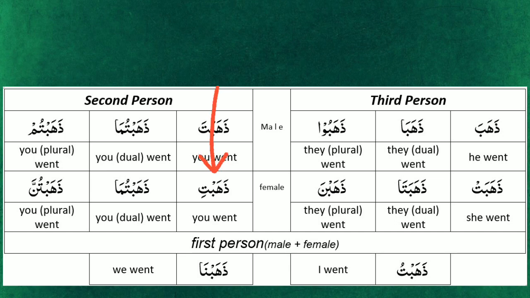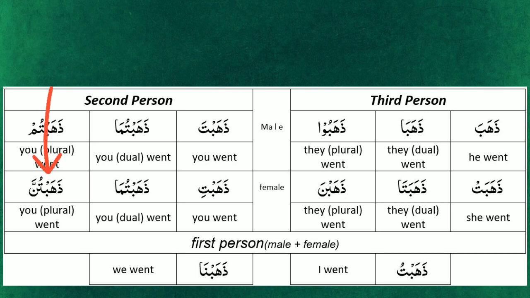Similarly, 3 forms for female. If you are talking to singular female, then you will use Zahabti. Zahabti means you went. Next one is Zahabtuma. Zahabtuma means you two went. And one thing which you should remember here is that Zahabtuma is common for dual male and for dual female. Next form is Zahabtunna. Zahabtunna means you all plural female went.